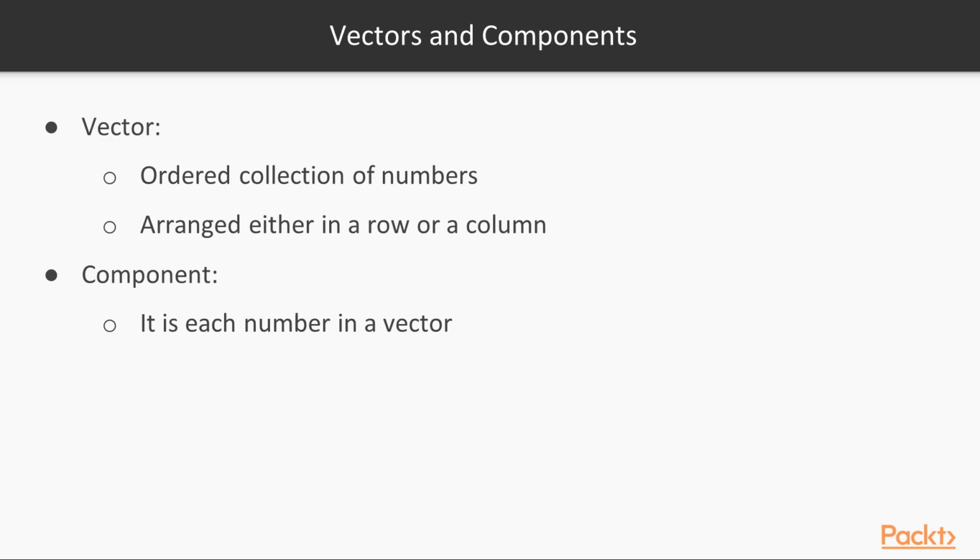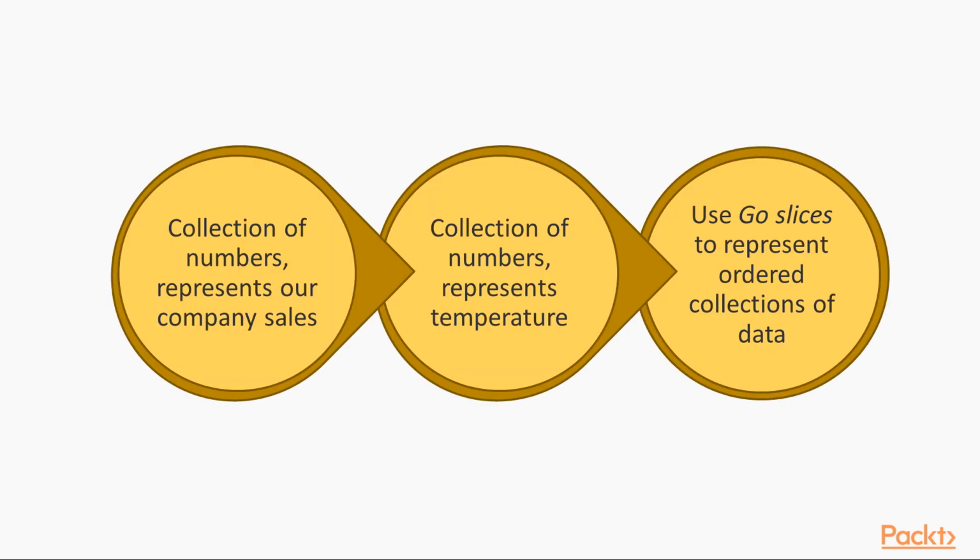A vector is an ordered collection of numbers arranged in either a row, left to right, or column, up and down. Each of the numbers in a vector is called a component. This might be, for example, a collection of numbers that represents our company sales, or it might be a collection of numbers representing temperatures. It's, of course, natural for us to use Go slices to represent these ordered collections of data.